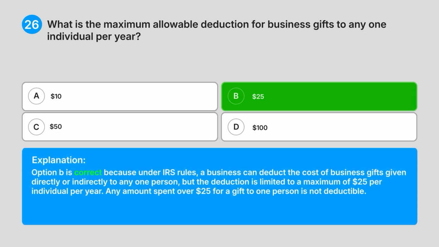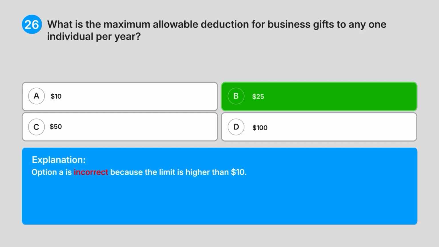Explanation. Option B is correct because under IRS rules, a business can deduct the cost of business gifts given directly or indirectly to any one person, but the deduction is limited to a maximum of $25 per individual per year. Any amount spent over $25 for a gift to one person is not deductible.